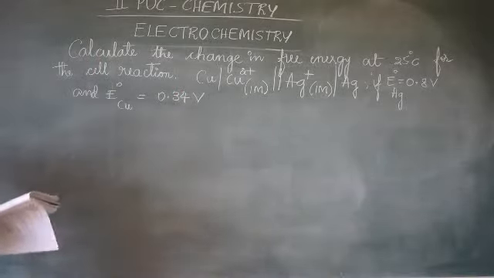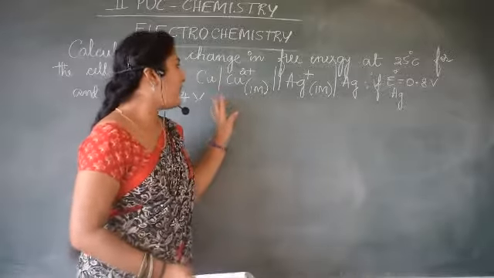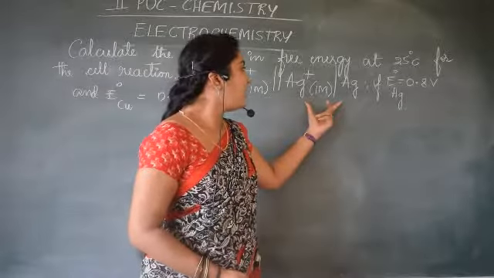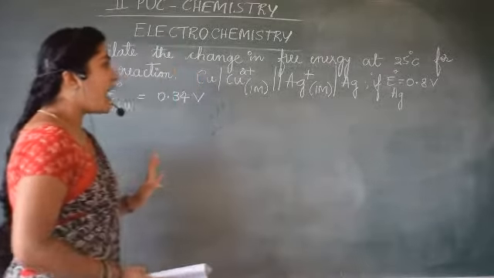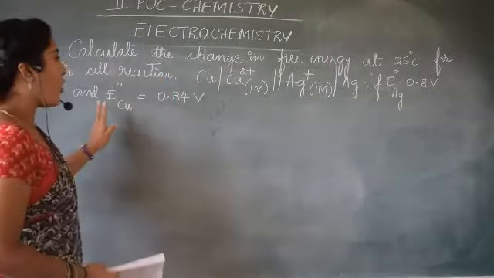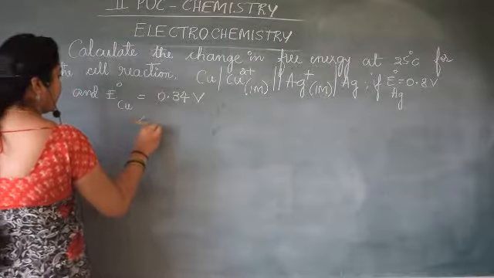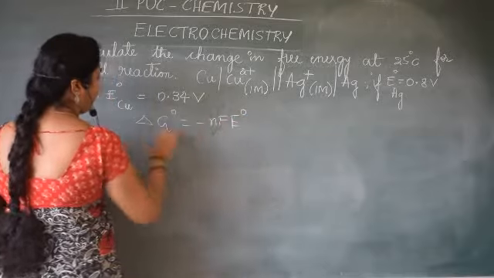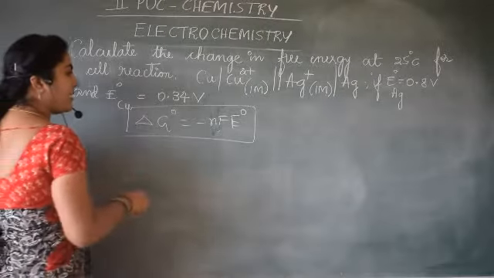So what is asked? You are asked to calculate the change in free energy. Change in free energy means delta G. Here the cell reaction is given, where the copper electrode and its solution constitute one half cell, and the silver electrode and its solution constitute one more half cell, and the electrode potentials of copper and silver are also given. So first, what are we supposed to do? We know that delta G naught is equal to minus nFE naught. But what do we want? We want the E naught value here. We want to know what n is.